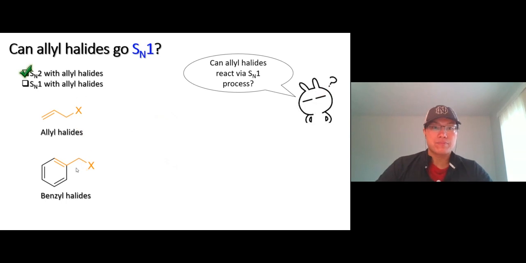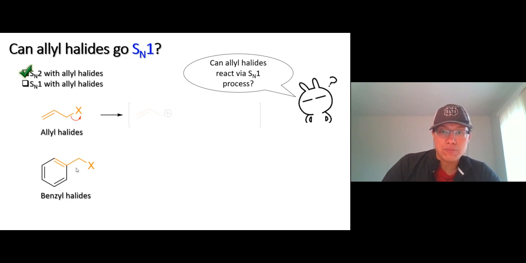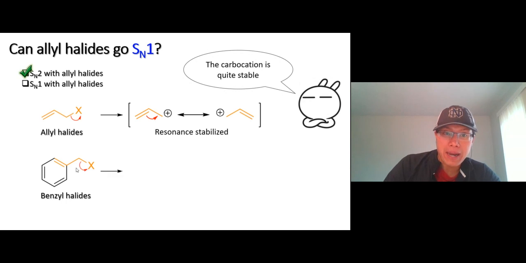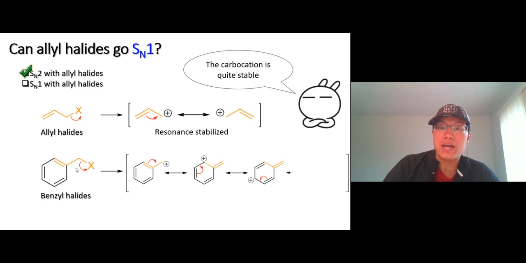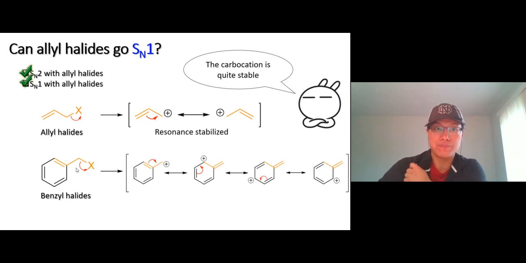Can it go SN1? What happens when this guy goes SN1? Well, look at the carbocation. You should ask yourself, is this carbocation stable enough to do an SN1 reaction? I'm going to say yes, because it has stabilization. This is an allyl carbocation. Benzyl is even better. Take a look, you can draw resonance forms right there. There are 4 resonance forms that stabilize that carbocation. So allyl halides and benzyl halides can do both SN1 and SN2.